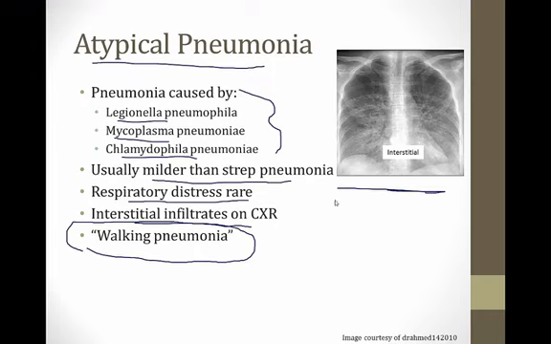Some people also like to say that in these interstitial pneumonias, the chest x-ray looks worse than the patient. And what they mean is that the patient has a mild cough, but you get an x-ray and you see lots of these streaky white interstitial infiltrates, and it's surprising to you because you don't think the patient looks that sick. And that's just a testament to the fact that this is a milder form of pneumonia.